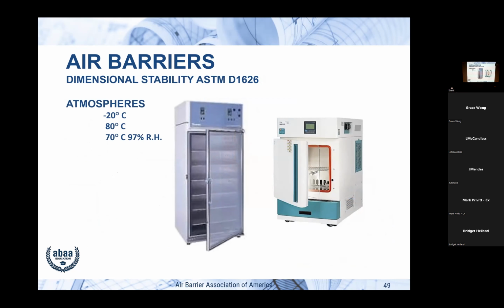Atmospheres, we talked about for spray foam, dimensional stability is really, really critical. So we test that at -20 and 80 and 70 degrees and 97% relative humidity. It goes into the oven, that's all controlled. We do it for 28 days. Out of all those 3 atmospheres, what do you think has the most effect on a material? Probably the cold, right? Because everything's going to shrink and so on.